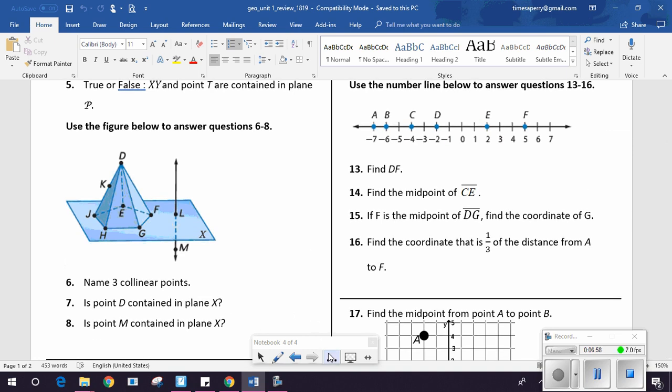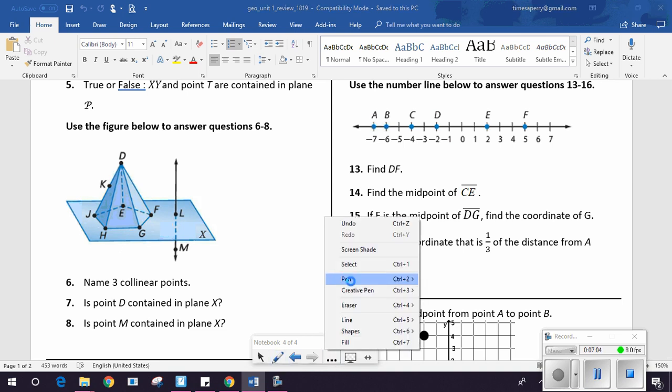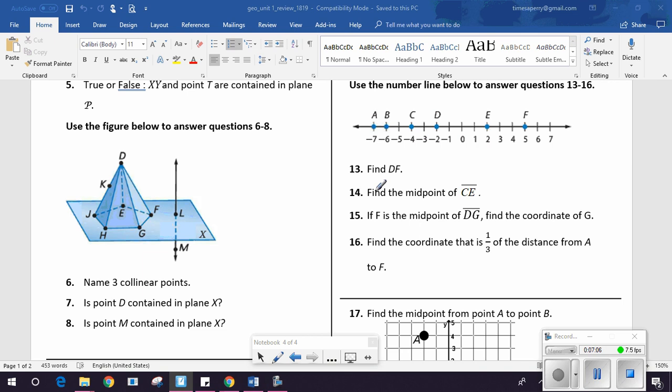All right, for number 6 through 8, we're using this diagram right here. Number 6 reads, name 3 collinear points. Collinear means they're on the same line. So the only 3 points I see on the same line are J, K, and D.